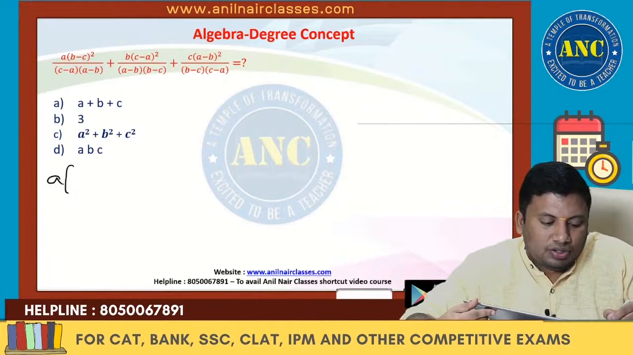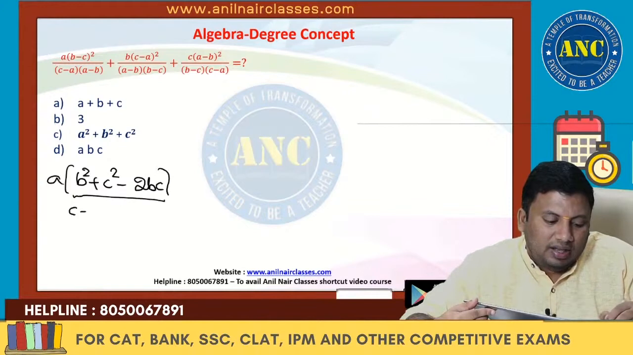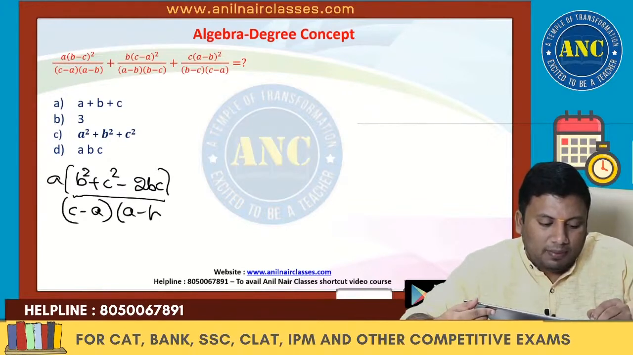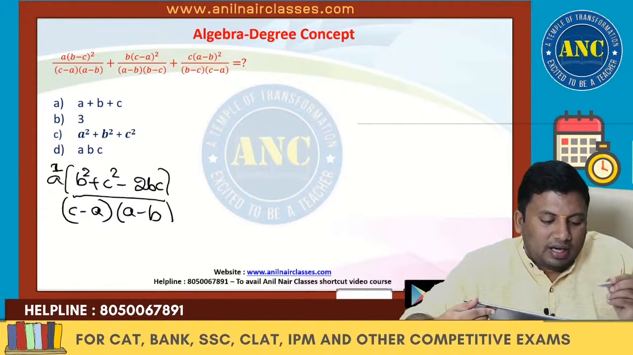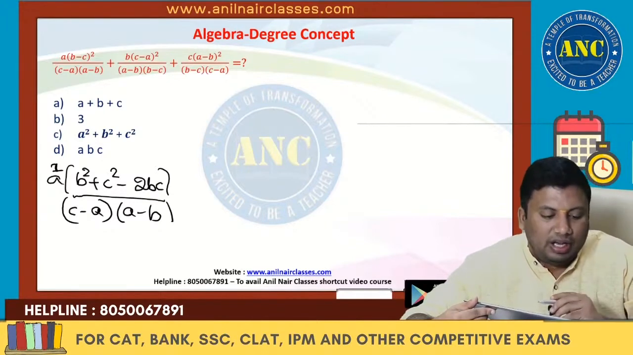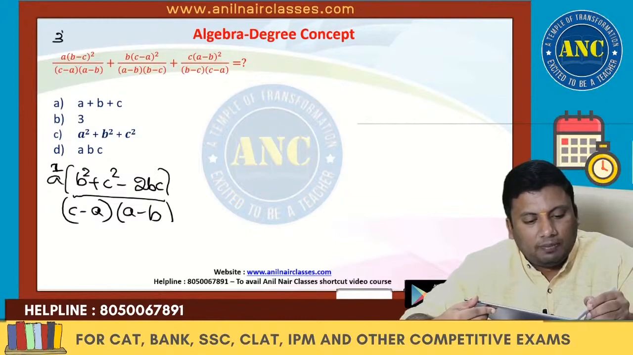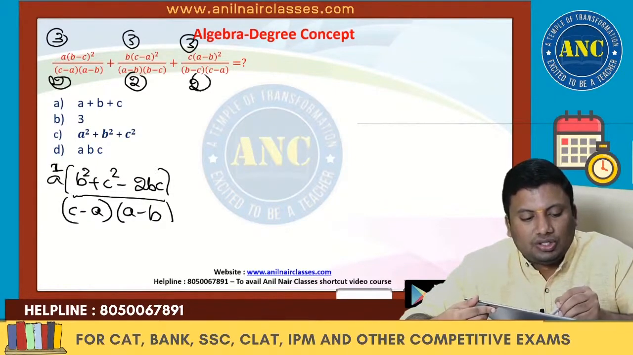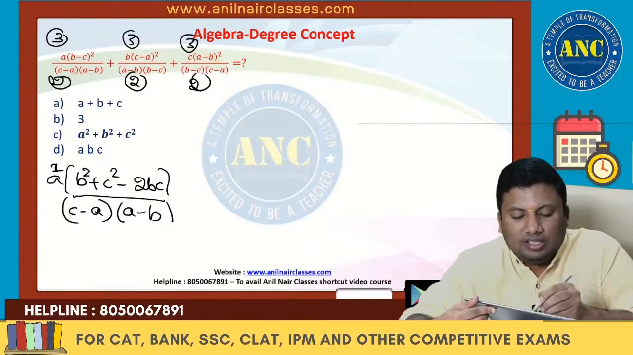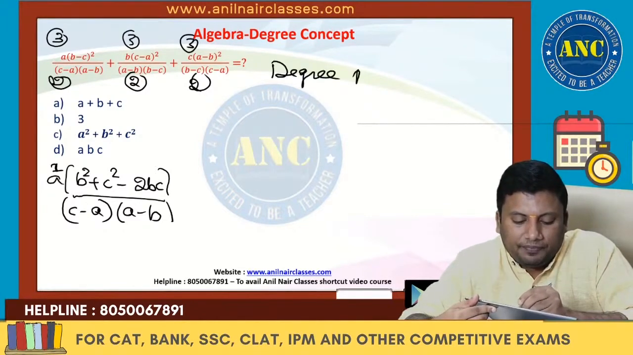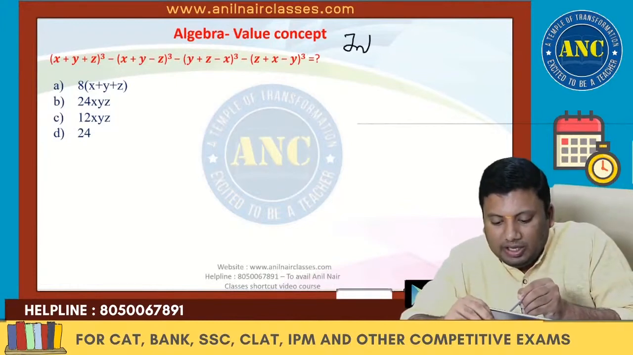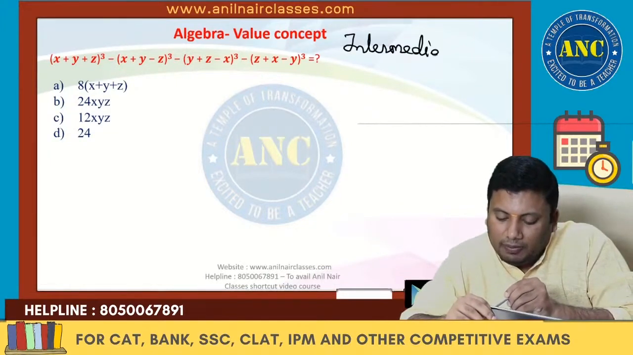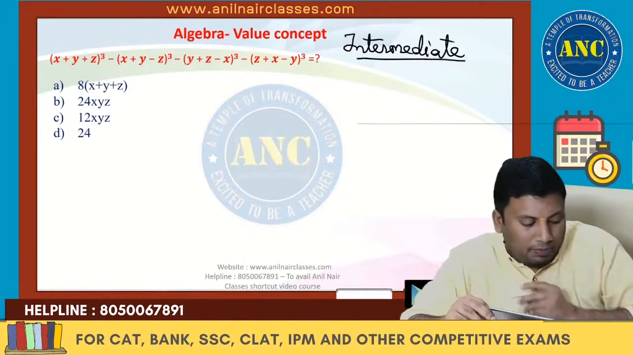Now see, A into (B minus C) whole square, that is B square plus C square minus 2BC, divided by C minus A into (A minus B). A power 1 B square is 3. Again 3, again 3. Highest power is 3. C into A is 2. Here it is 3, here it is 2. If it is a fraction, 3 minus 2 is 1. Answer degree should be 1. Now it is intermediate level.